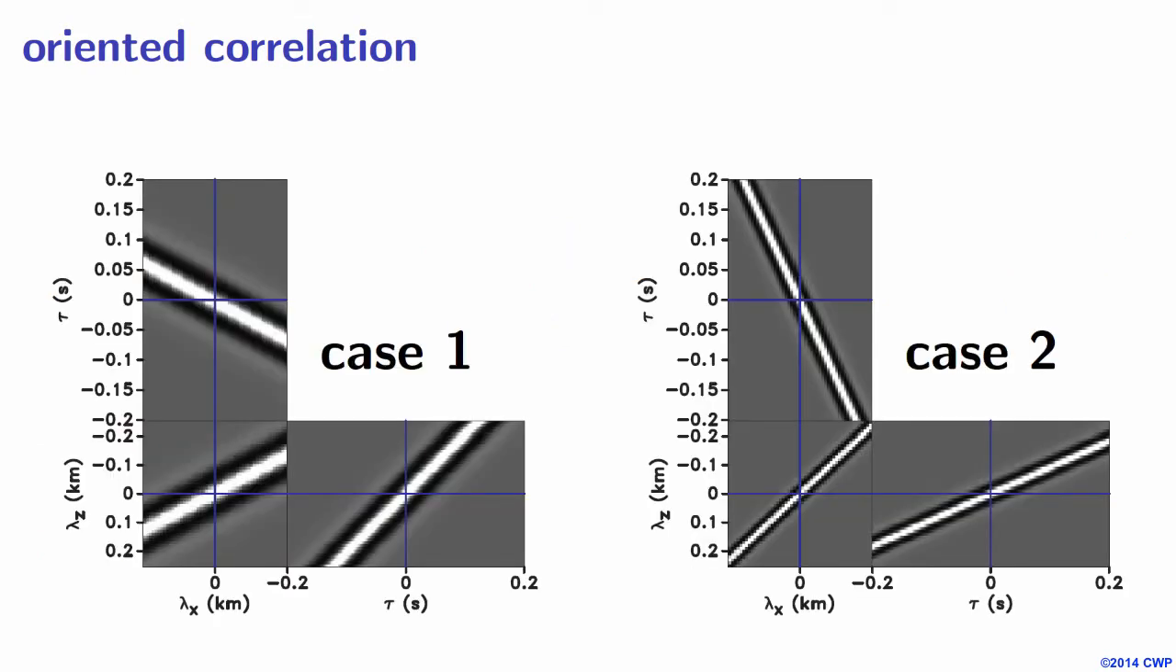So here's the oriented correlation of the wavefields evaluated at exactly the same location in the middle of that panel. Case A on the left, case B on the right. And in this case, you can clearly see that those pairs of wavefields are not the same. We are dealing with different directions of propagation. The oriented correlation will capture that information in the output.